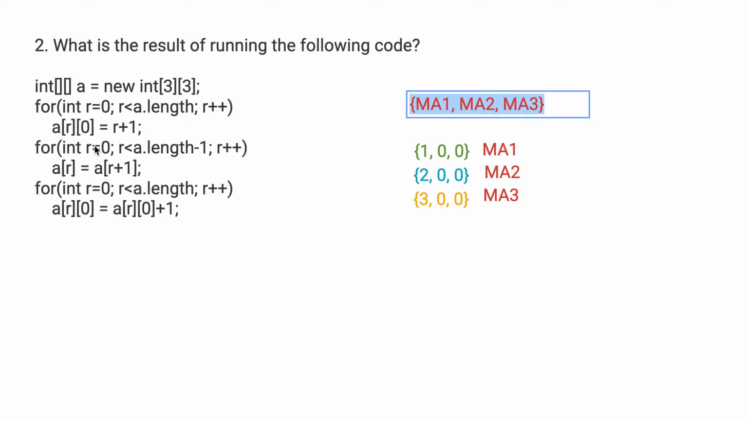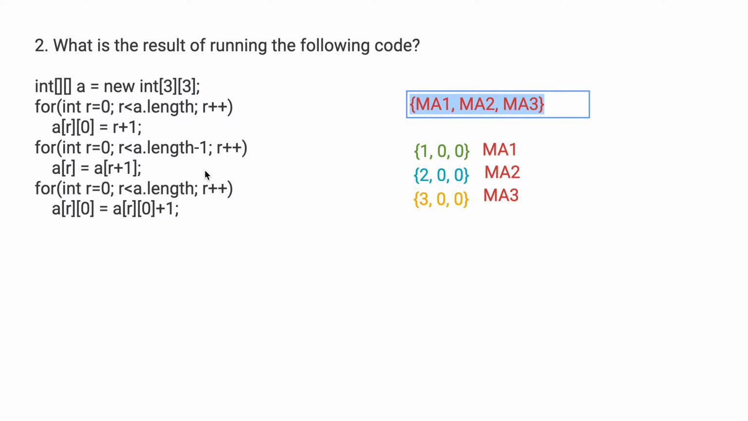Then we go here to our second for loop. The first thing to notice, which should catch your eye, is that this is not a standard for loop. We're going to go to a.length minus 1. Since we have a length of 3, what this tells us is that we're going to visit element index 0, we're going to visit element index 1, and then we're going to stop, right?